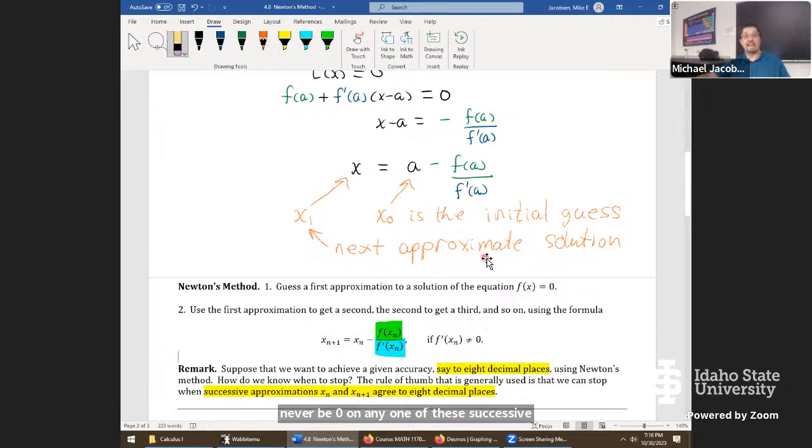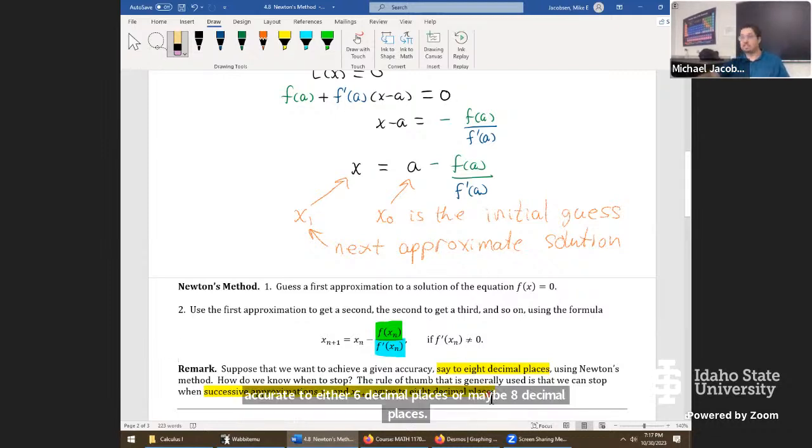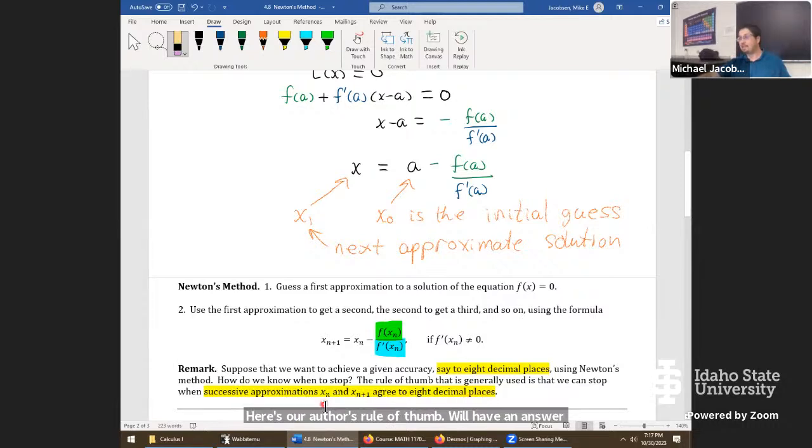A lot of the problems in the book are going to ask us to be accurate to either 6 decimal places or maybe 8 decimal places. And here's our author's rule of thumb. You'll have an answer that's accurate to, say, 8 decimal places if your nth approximation and your very next one agree to those same 8 decimal places. So we'll go by that as a rule of thumb.